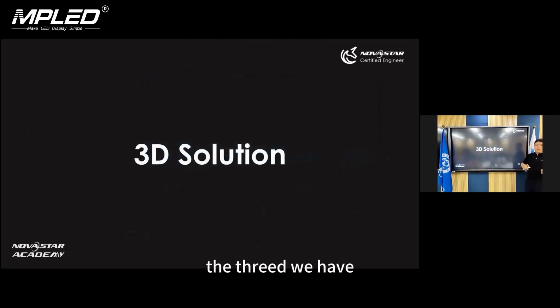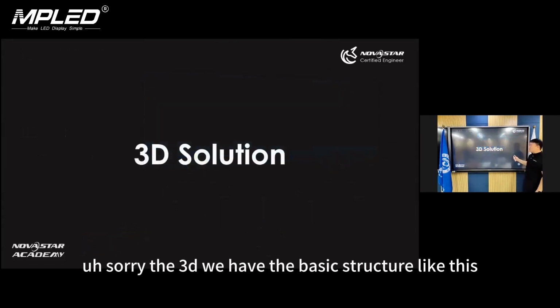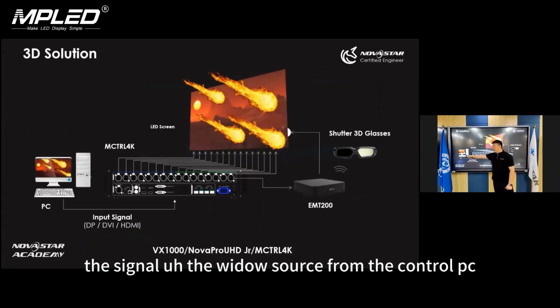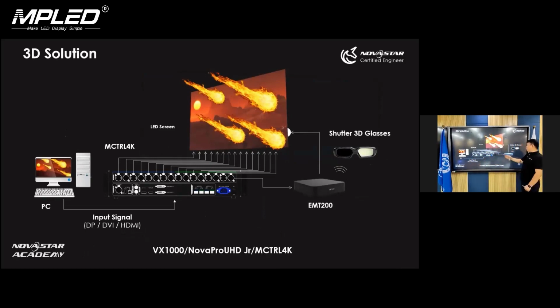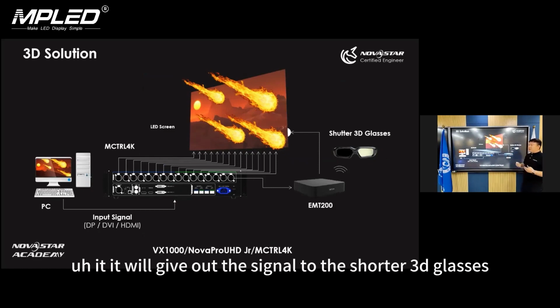And now let's talk about the 3D solution. We have the basic structure like this. The video source from the control PC is provided to the ARM-Control 4K. The ARM-Control 4K loads the screen, and we also need an EMT200. It will give out the signal to the shutter 3D glasses.